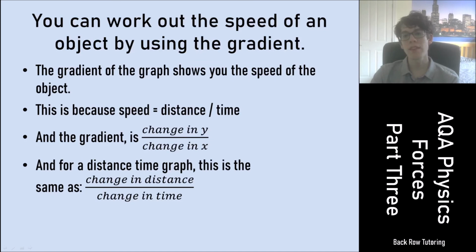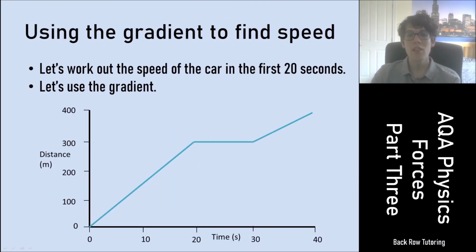So you can work out the speed of an object by using the gradient. The gradient of the graph shows you the speed of the object. This is because speed is equal to distance divided by time, and the gradient is change in y divided by change in x. And for a distance time graph, this is just the same as the change in distance, because distance is on the y-axis, divided by the change in time, because time is on the x-axis. So using the gradient, we can find the speed.